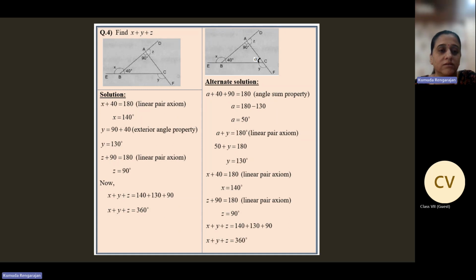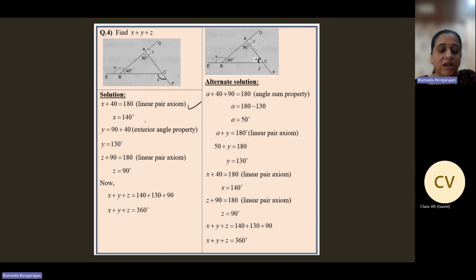So how do we find the magnitude of x? X and 40 form a linear pair, right? Linear pair, 140 degrees. Correct. X and 40 form a linear pair, so x plus 40 is equal to 180. So that's how we will find x. What about y? Ma'am, same linear pair. No, ma'am, angles are property of interior angles.